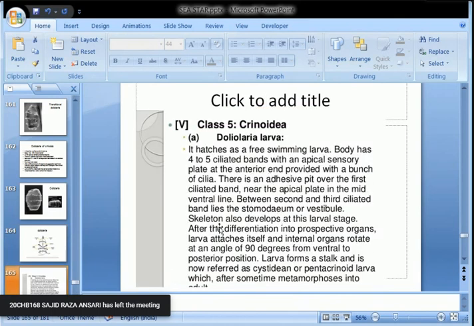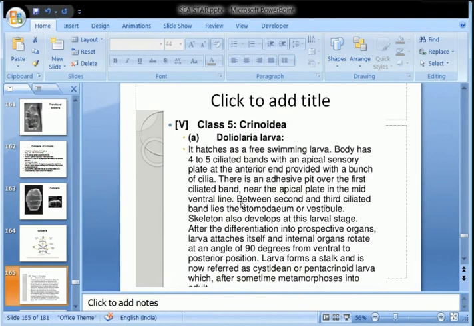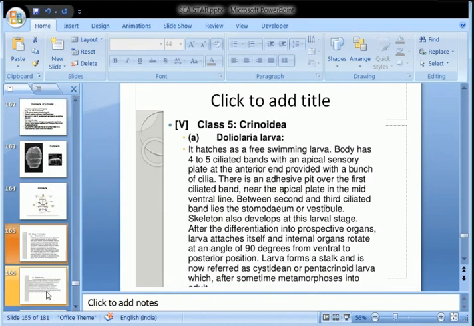There is an adhesive pit over the first ciliated band near the apical plate in the mid-ventral line. Then between second and third ciliated band lie the stomodium or vestibule. Skeleton develops at this larval stage, and after differentiation into different prospective organs, the larva attaches itself, and the internal organs rotate at an angle of 90 degrees from ventral to posterior position, and the larva forms a stalk. Then it is referred to as pentacrinoid larva, which metamorphose into adult.